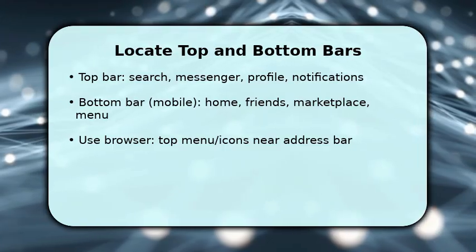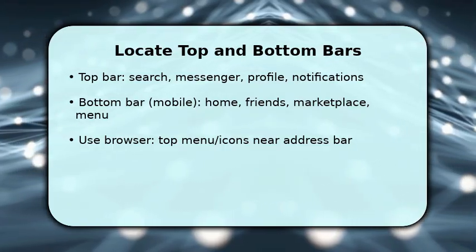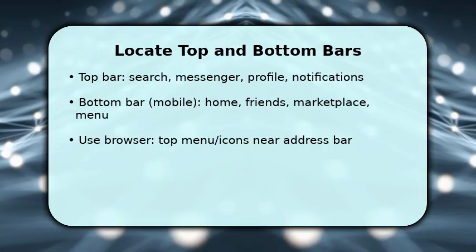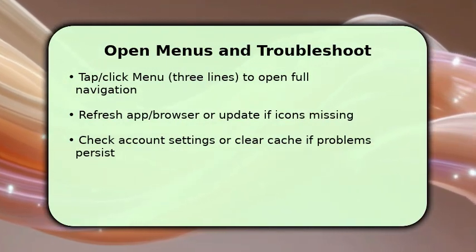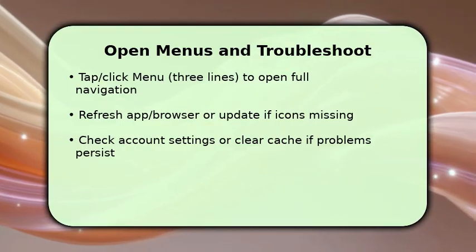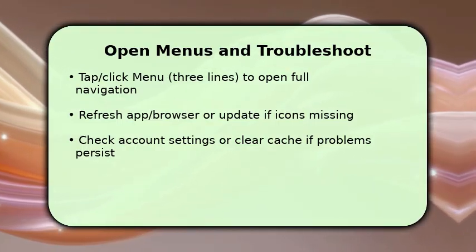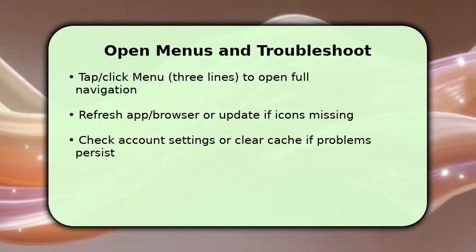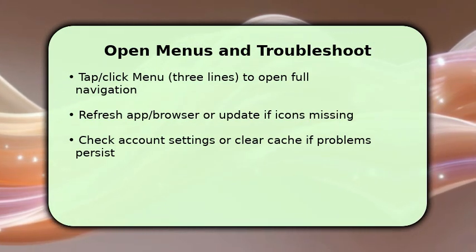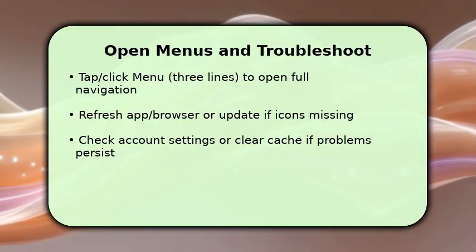the address bar. Once located, you can tap or click to open the full navigation by tapping or clicking the menu icon, typically three horizontal lines, so you can access settings, saved items, groups, and more. If icons or bars are missing, refresh the page, force close and reopen the app, or update to the latest version. This often restores UI elements.